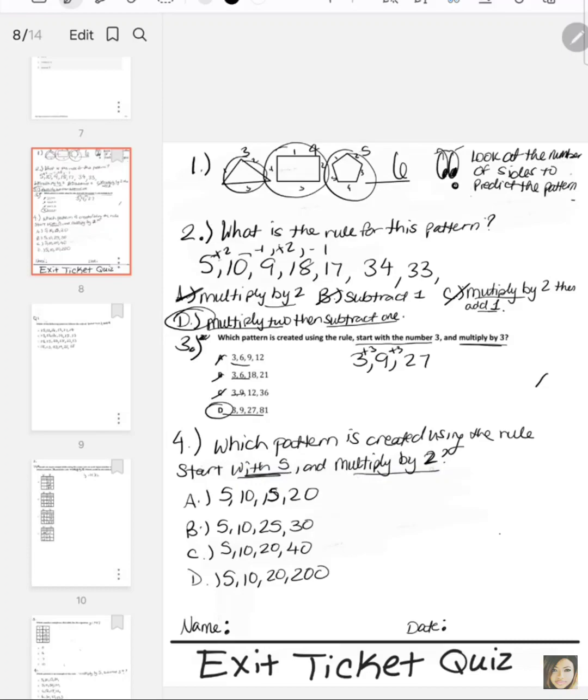And for question 4, it said to start with 5 and multiply by 2. Again, it's always easier to write that pattern. So I started with 5, and then I just multiplied by 2. And if you just pay attention, you could follow the rule and use your chart.